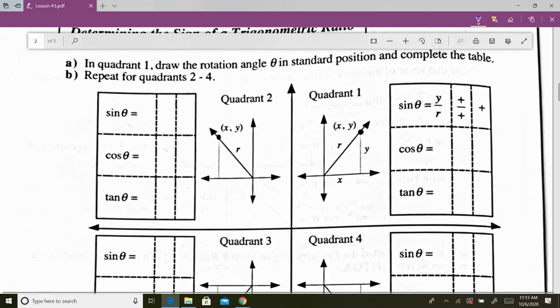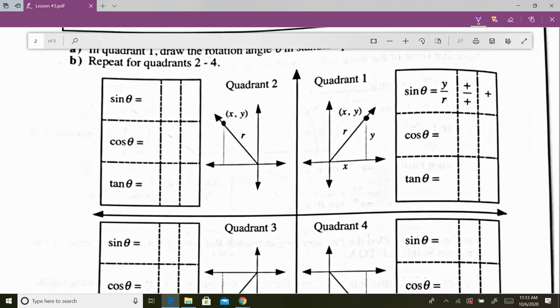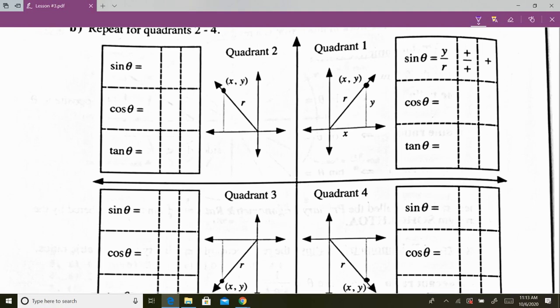Okay. Now, we're going to look at what their values are in each quadrant because it does change, positive and negative. So if we look at quadrant 1, and here's your triangle, is x positive or negative in quadrant 1? Positive, right? Here's our 0, so we've gone this way to the right, so it has to be positive. And we've gone up, so y is positive as well, right? They're both positive.